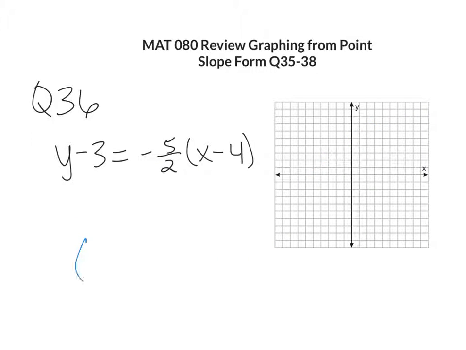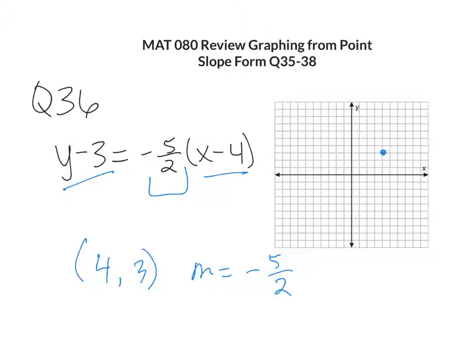Again, we're going to find our points. X coordinate is with x, opposite sign. Y coordinate is with y, opposite sign. Slope is the last numbers left. So we have a point at 4, 3. 1, 2, 3, 4. 1, 2, 3. And we have our slope is -5 over 2.